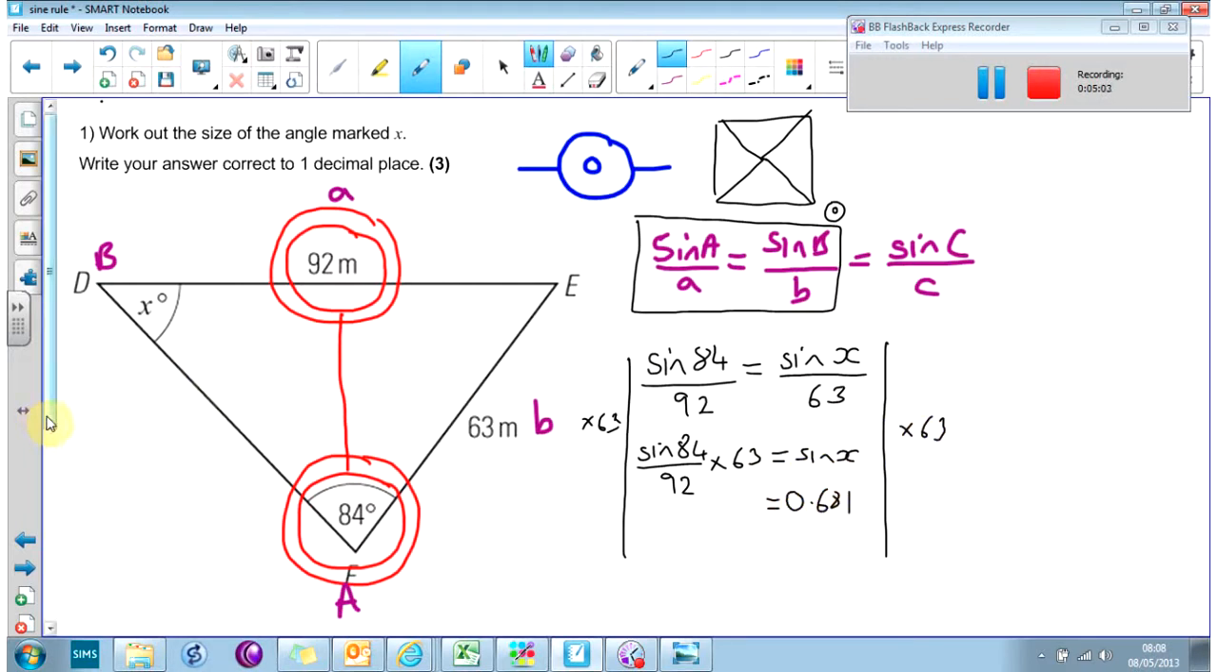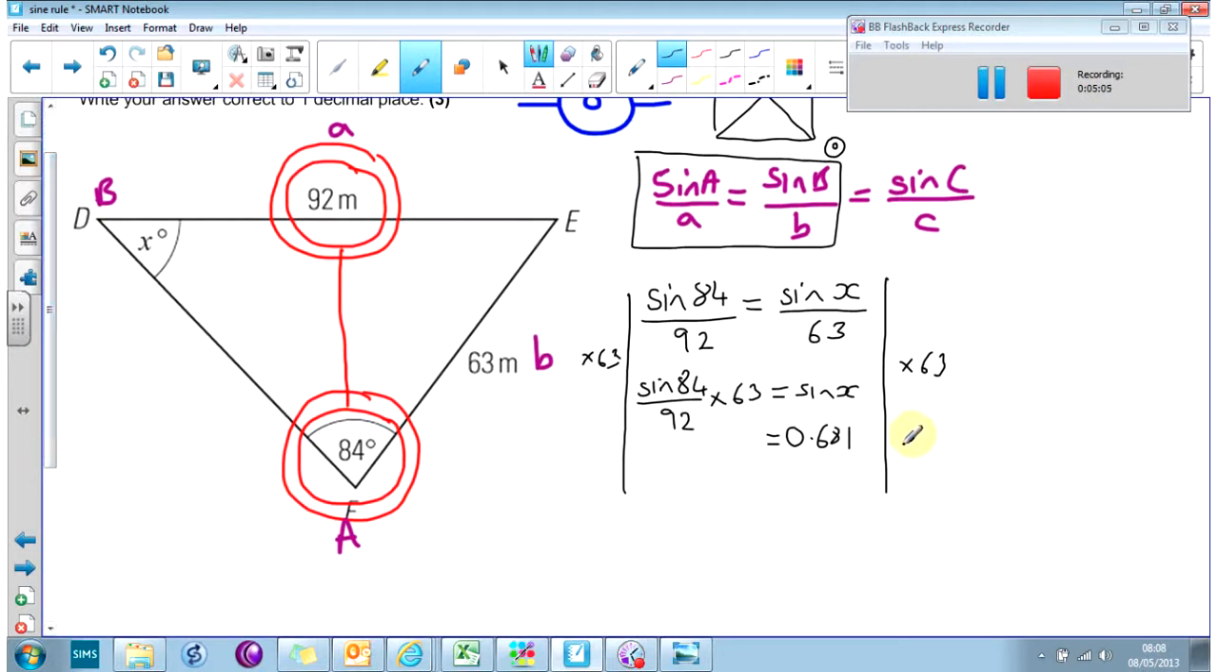We're almost there. Notice that what I've worked out here doesn't sound very reasonable for an angle. I mean, if this is 84 degrees, 0.681 just doesn't sound very good. And that's because it's not the angle. What we've just worked out is what sine of the angle is. And this is something that always happens when you're solving angle problems with trigonometry. I need to get the sine off it, and to do that I do the inverse sine of 0.681, and I use my calculator to do that.